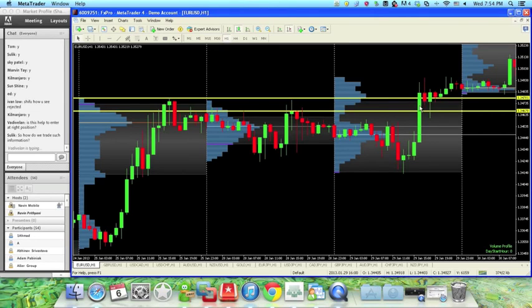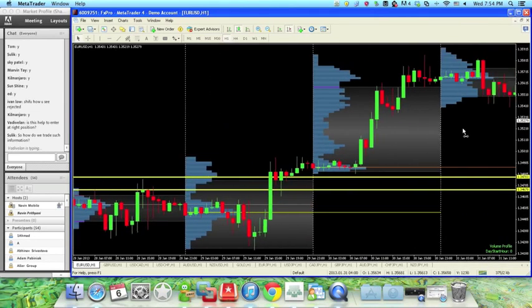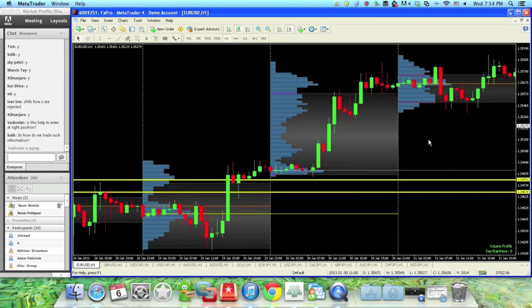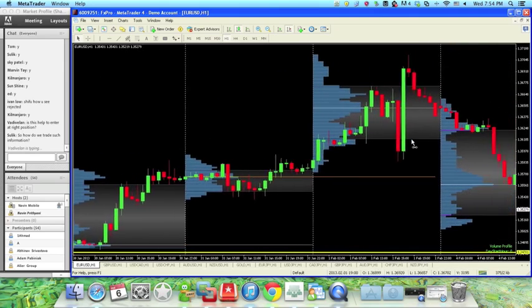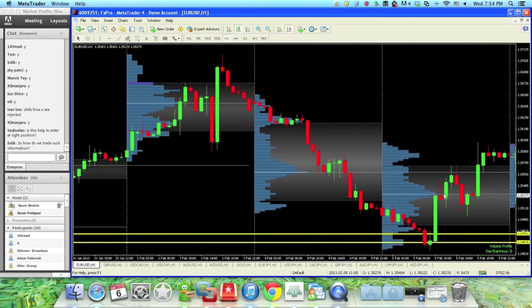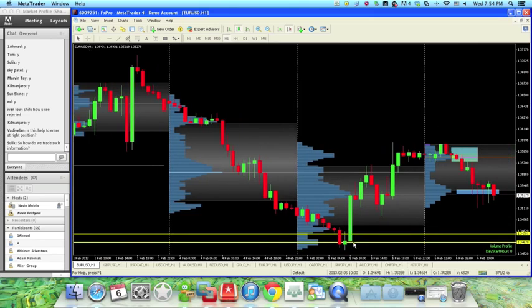Here, big candle break also. We go on into the future and no touch here. I don't know if it touches later on, but here we go. We have a slight touch here and then boom, straight north after the rejection here.